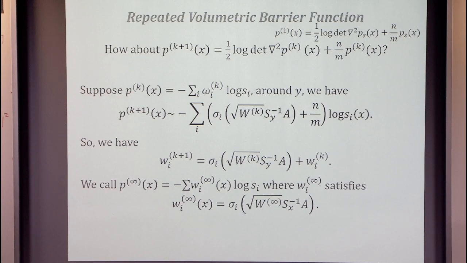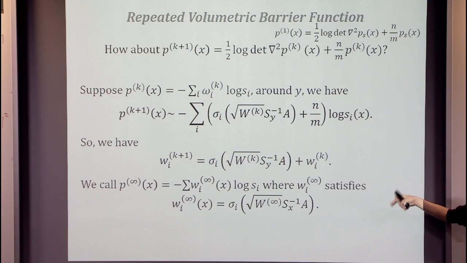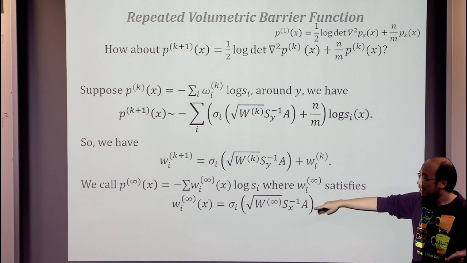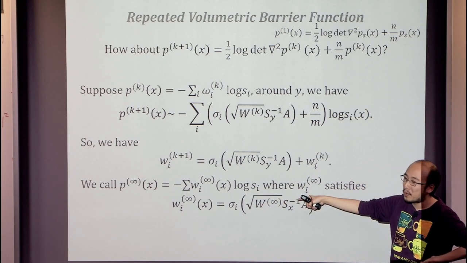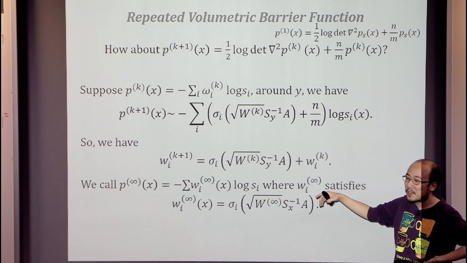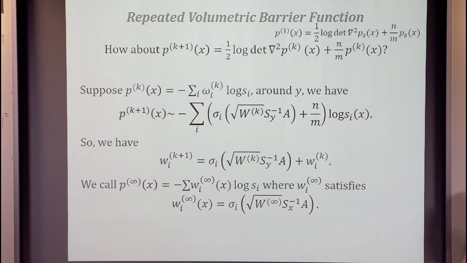So what is that object? Now we start to understand what that object is. The W is the leverage score of the matrix we weight by W. If you have seen the talk by Richard Peng, you will remember this object.